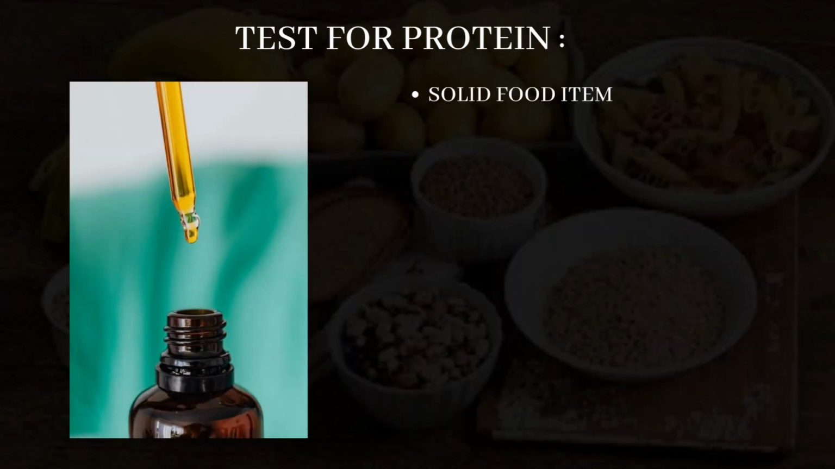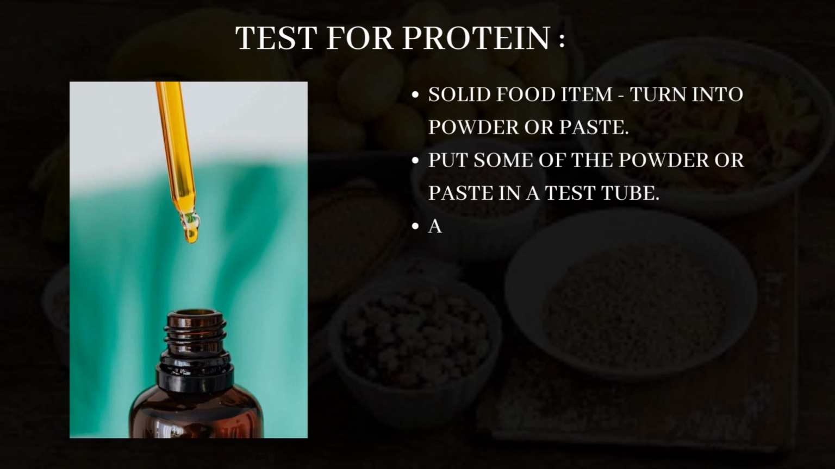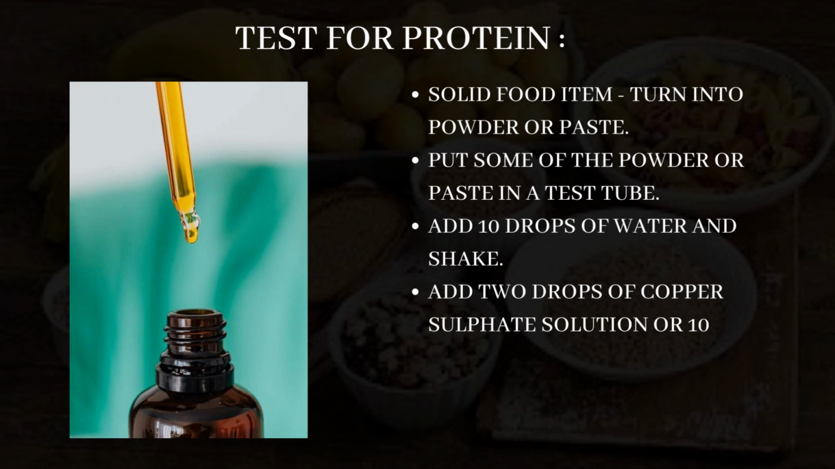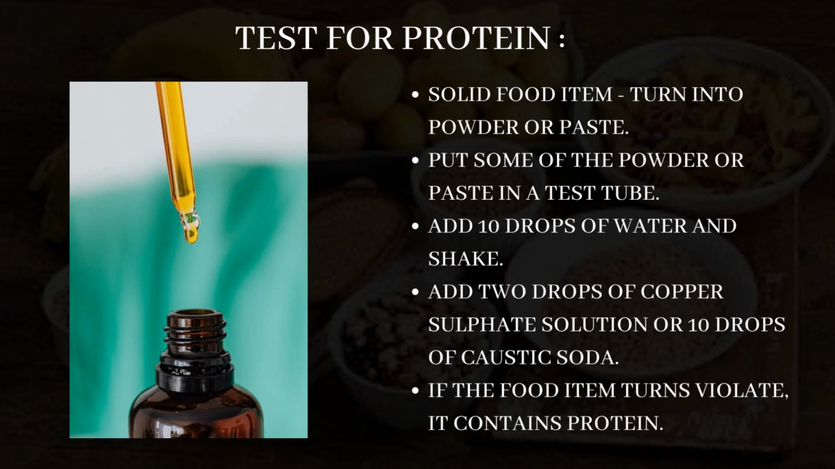Test for protein. If a solid food item is to be tested, first it has to be converted into a paste or powder. Grind or mash a small quantity of the food item. Put some of this in a clean test tube, add 10 drops of water to it and shake the test tube. Add 2 drops of copper sulfate solution and 10 drops of solution of caustic soda to the test tube. If the food item turns violet, the item contains proteins.